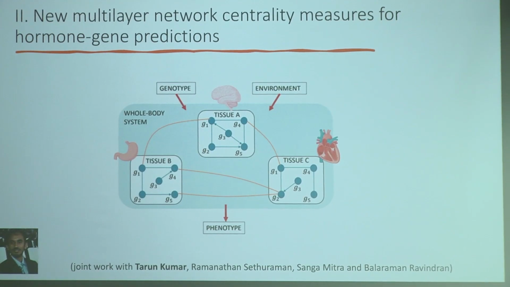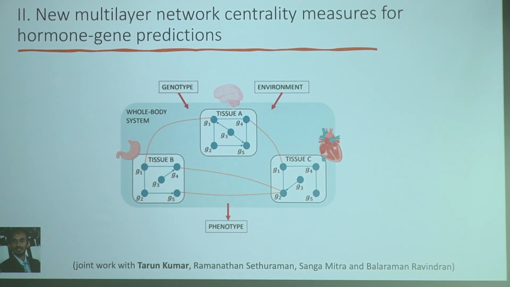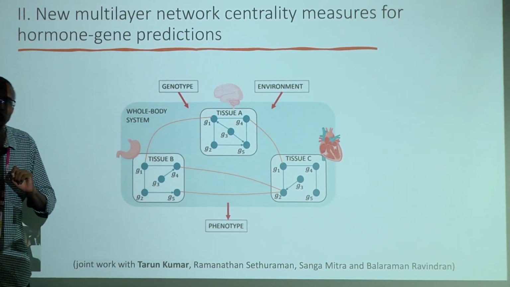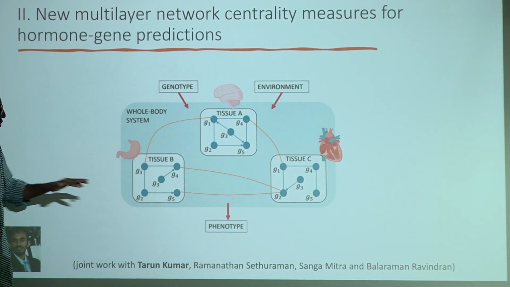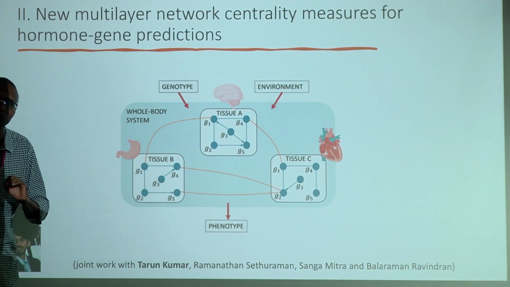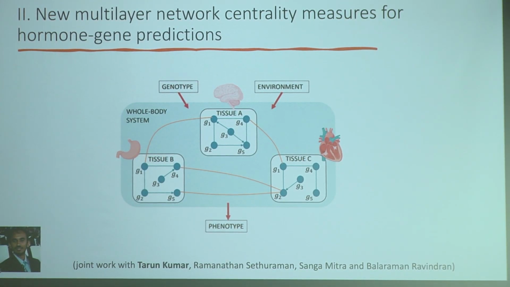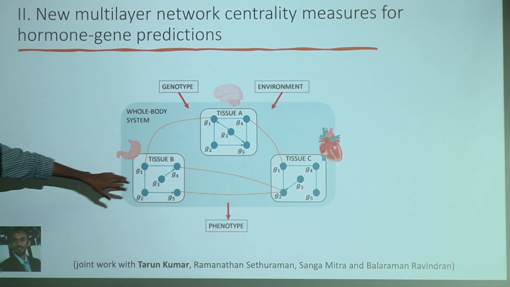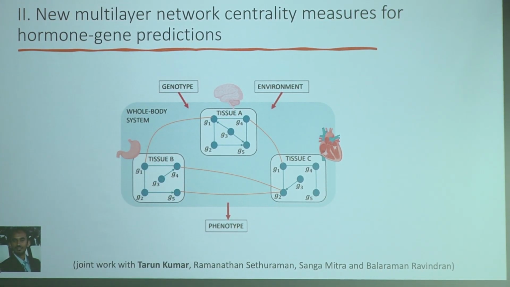And this is again joint work with Tarun and RS from Intel that I mentioned, Sangamitra the postdoc, and Ravi my colleague in the CS department. So we have designed new multi-layer network centrality measures that take this network as an input. It ignores the directionality for the moment. We can include directionality in future work. It's not too hard, but currently it just takes the network because most of our edges are undirected, and looks at both these blue intra-tissue relations and these orange intertissue relations, and then we look at how we can use that to figure out key genes involved. Okay.